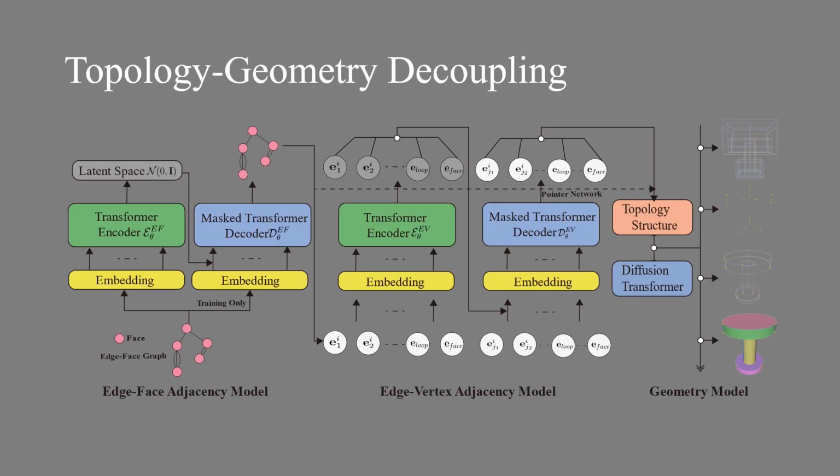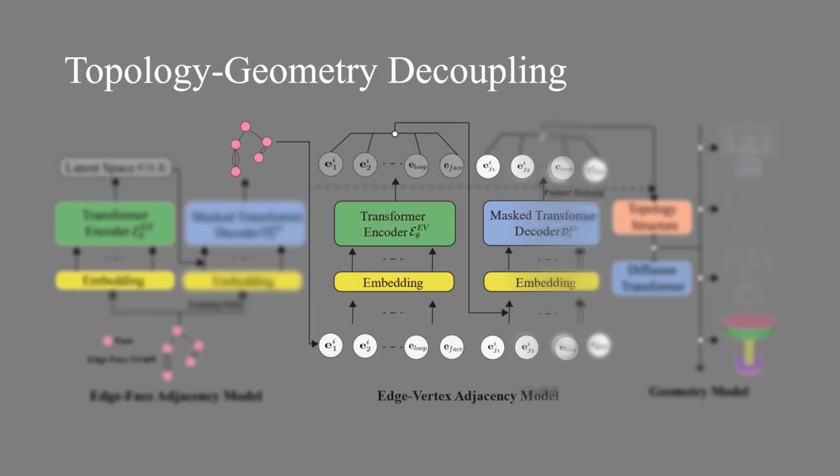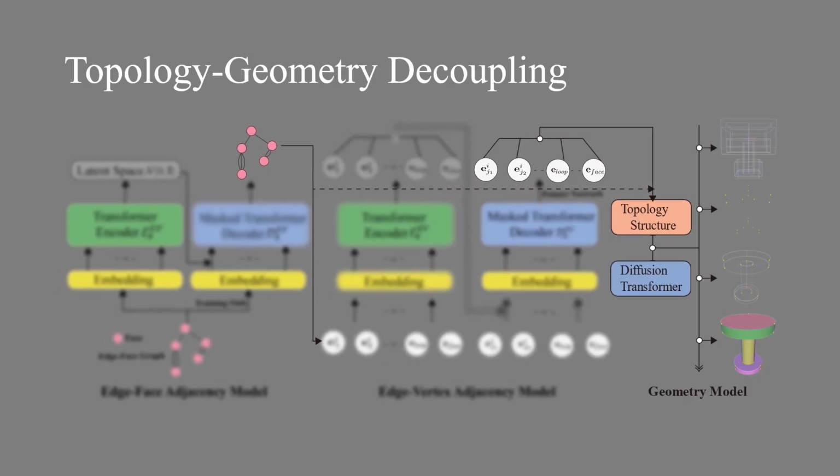Our key innovation lies in decoupling topology generation from geometry generation. First, for topology generation, we break it down into two steps. The first is edge-face adjacency generation, which captures the relationships between edges and faces. And second is edge-vertex adjacency generation, which defines how edges connect through vertices. With this topology, we employ transformer-based diffusion models to progressively generate geometries.